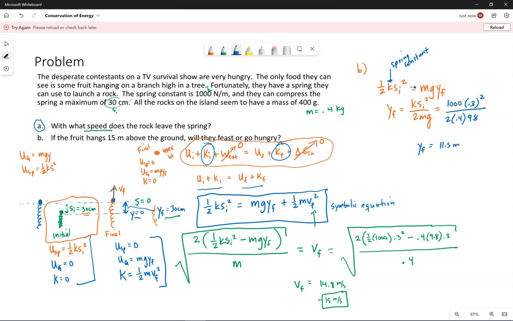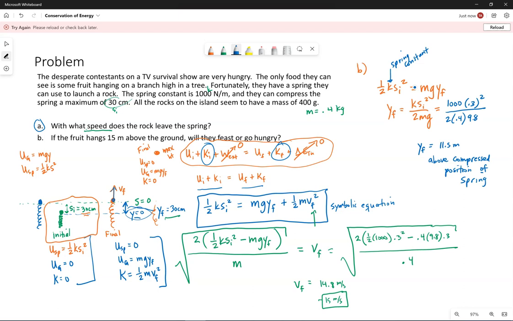I'm getting 11.5 meters. This is how high above the compressed position of the spring that the rock will travel. Because we chose y equals 0 to be that lowest point.